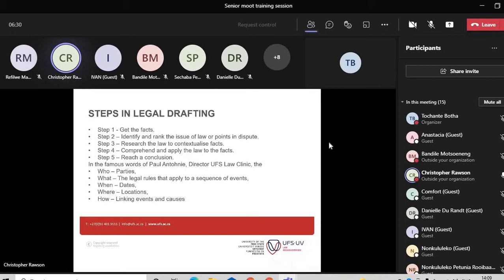So there are specific steps we take in legal drafting. I don't know if you guys remember, but I did give this slide in the previous session as well, in the introduction. Your first step is to get the facts, and then you look at all the issues and the points in dispute. Your third step, and this is the step we're dealing with today, is to research the law to contextualize the facts. Step 4, which would arguably follow today's session, we're not going to give you a lesson on, because it's only you that can really comprehend and properly apply the law to the facts. And your step 5 is to reach a conclusion. So we're going to be considering step 3 today, the legal research.